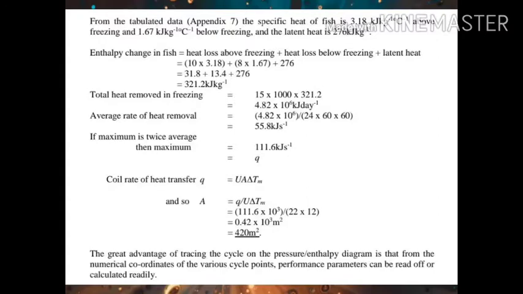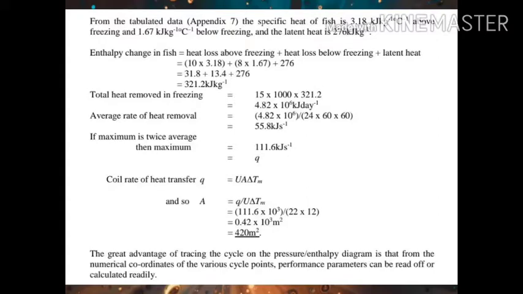So basically, this example is about the freezing of fish in a refrigerator. We can note that the question is asking us to find the surface area of the evaporator coil. So let's move on to solving the question. The formula for enthalpy change in fish is equal to heat loss above freezing plus heat loss below freezing plus the latent heat. So let's look at the method to solve the question.